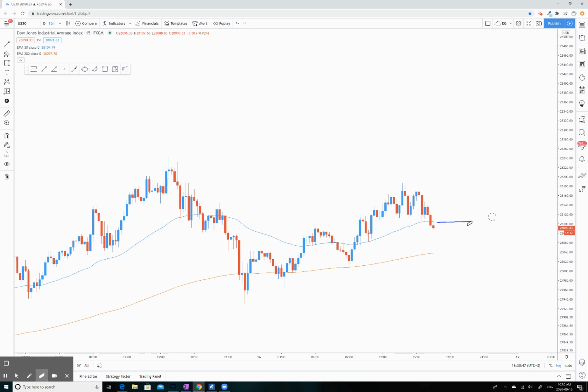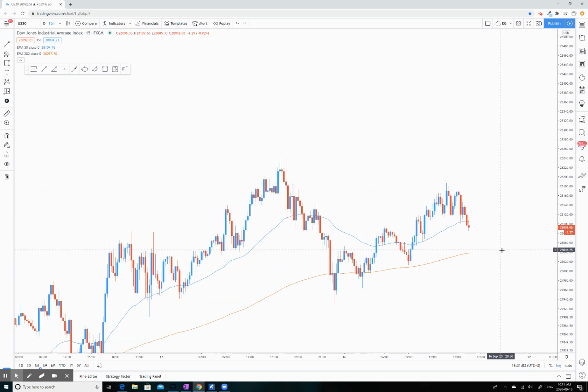But the last tip I do want to give you when it comes to day trading US30, because I didn't mention this in my first video, is to look at divergence. Keep an eye on divergence, okay? Because right now, technically, we've had a break of this 50 EMA.